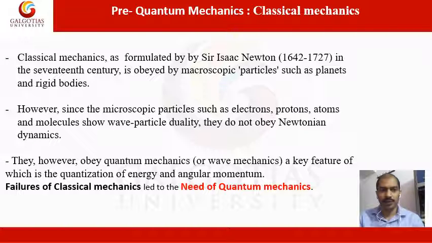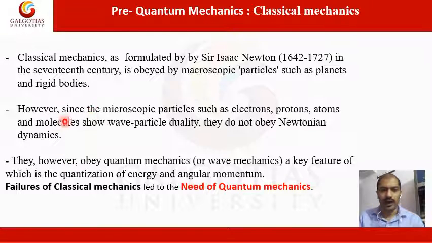So coming to pre-quantum mechanics, or classical mechanics. Classical mechanics, as formulated by Sir Isaac Newton between 1642 and 1727, is obeyed by macroscopic particles such as planets and rigid bodies. However, microscopic particles such as electrons, protons, atoms and molecules show wave-particle duality, and they do not obey Newton's dynamics or Newton's laws. They, however, obey quantum mechanics or wave mechanics, a key feature of which is quantization of energy and angular momentum.